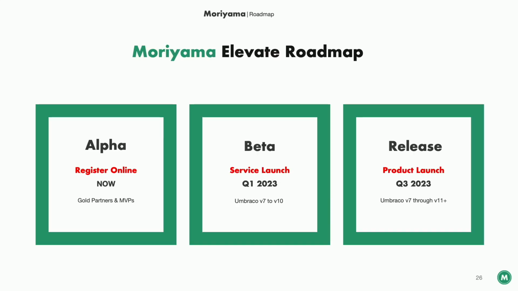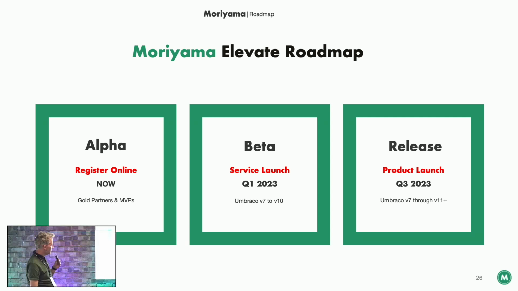So, what's the roadmap? So alpha testing, we're inviting everybody to register now if you're interested. Particularly looking to support gold partners and MVPs as a priority. But if you're interested, do register. Initially, we're going to be providing it as a service. So we have a service launch Q1 next year. So that's just around the corner.